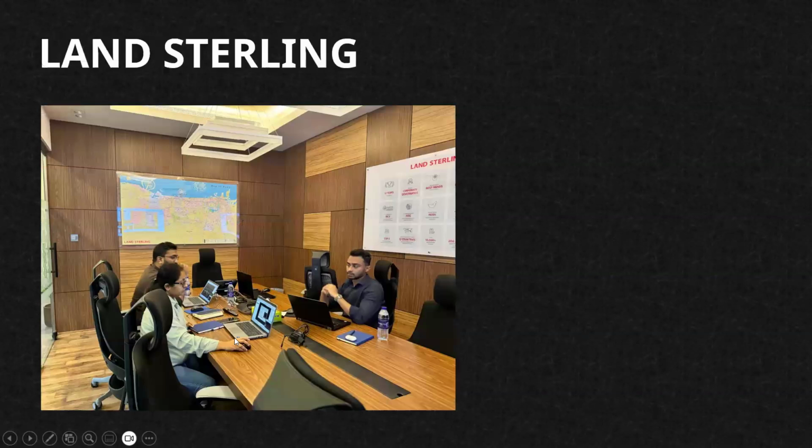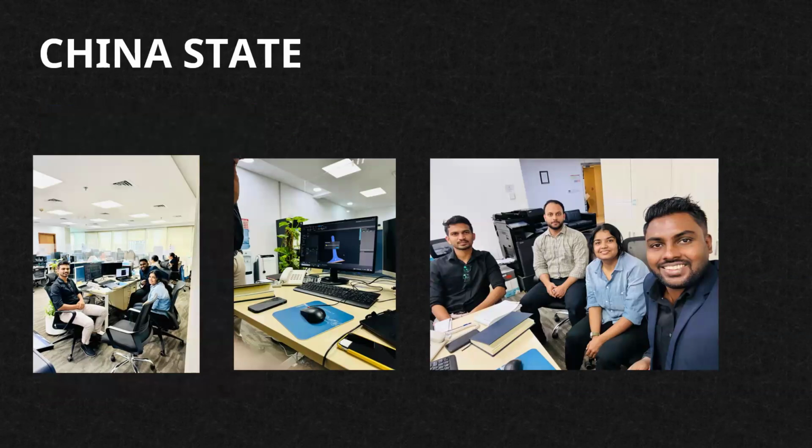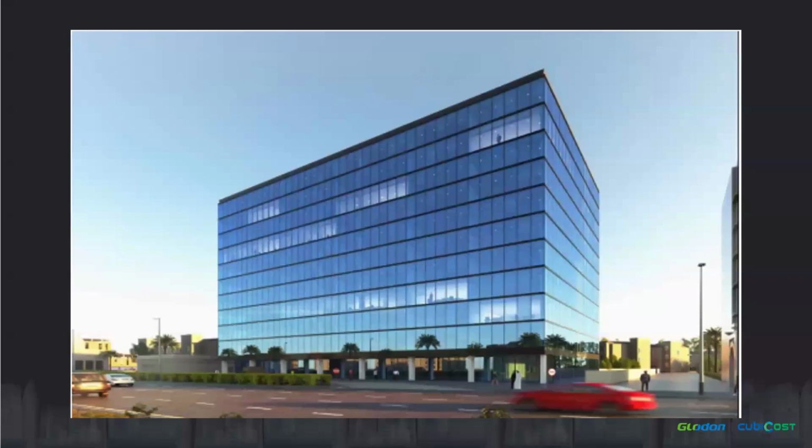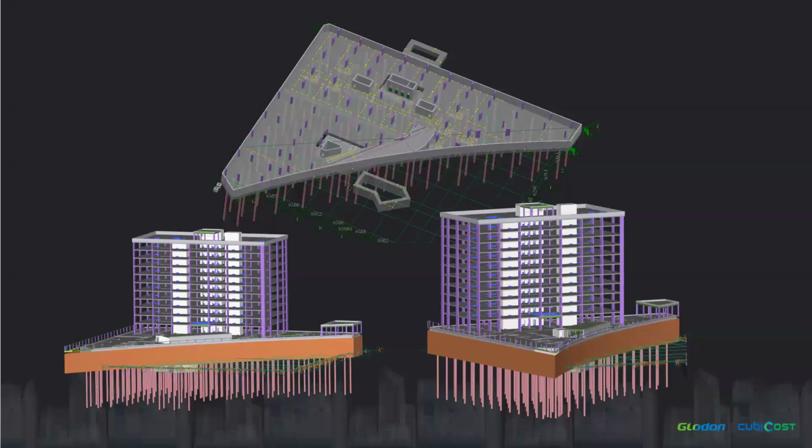And this is Land Sterling. They have already purchased our software, and they have completed a lot of projects by using this software. Tomorrow also I will visit Land Sterling. Land Sterling is one of the best property developers in UAE, and this is China State. They have been using this software for a very long time, more than 20 years. And these are some Dubai projects done by China Railway.